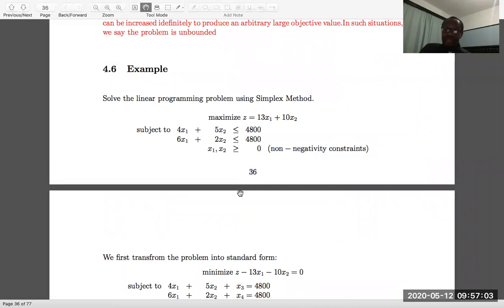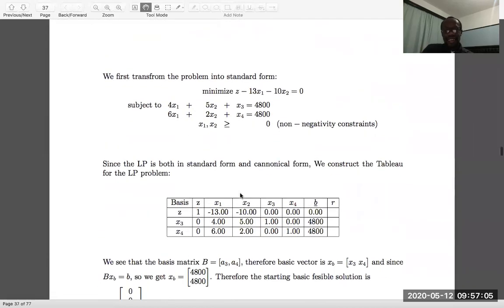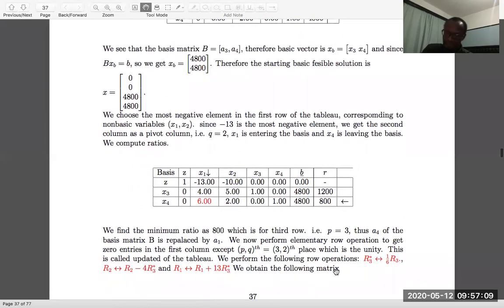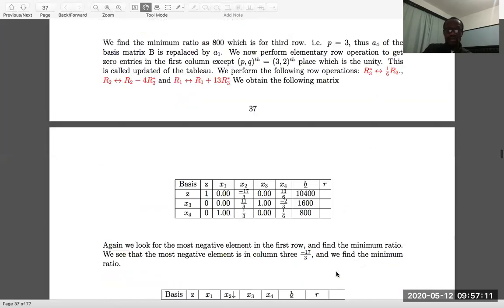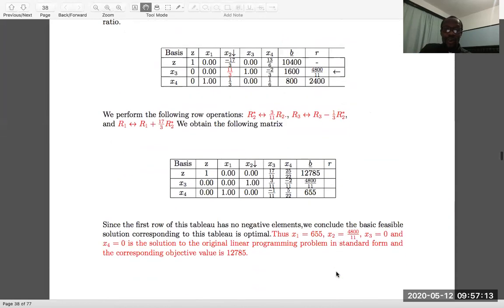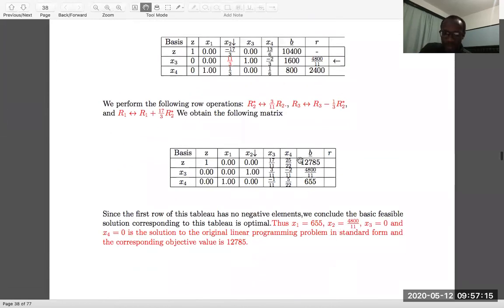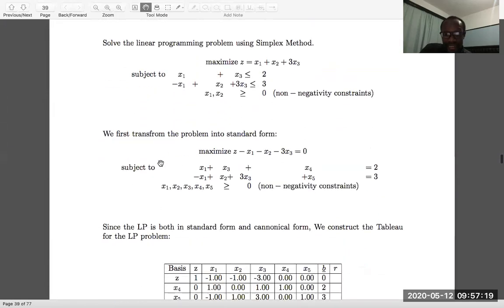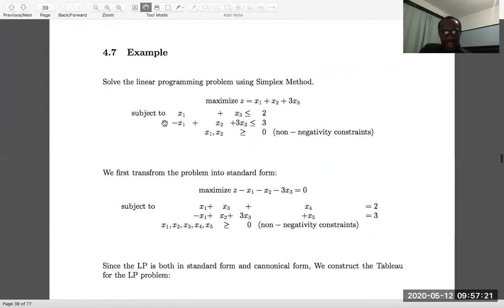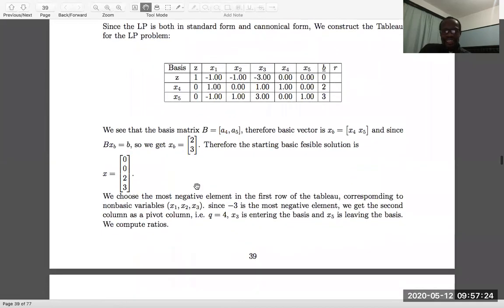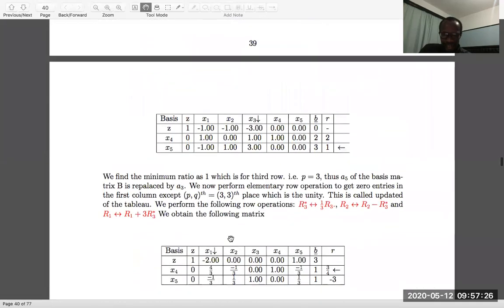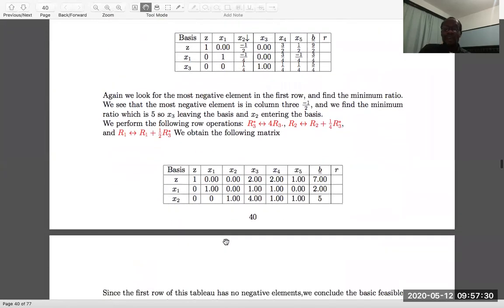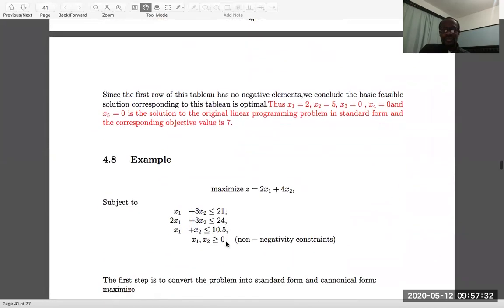I put another example. I'm not going to discuss this because it's already here, and it has all the row operations you're supposed to do, and you have a solution. So all you have to do is please confirm that this solution is correct. Another one as well, where again it has all the row operations necessary, and the solution is here as well. So I hope that this will be clear and it will be enough example.